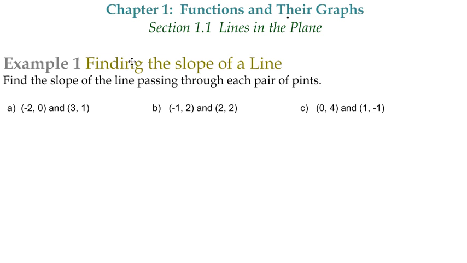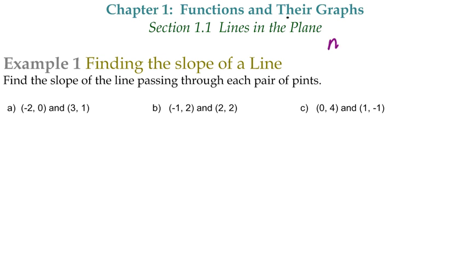So example 1 says we're going to be finding the slope of a line. Find the slope of the line passing through each pair of points. So we're given 2 points. Can we find the slope between 2 points? Well, yeah, this is review from Algebra 1, even pre-algebra. So let's first go ahead and write down the formula of slope.